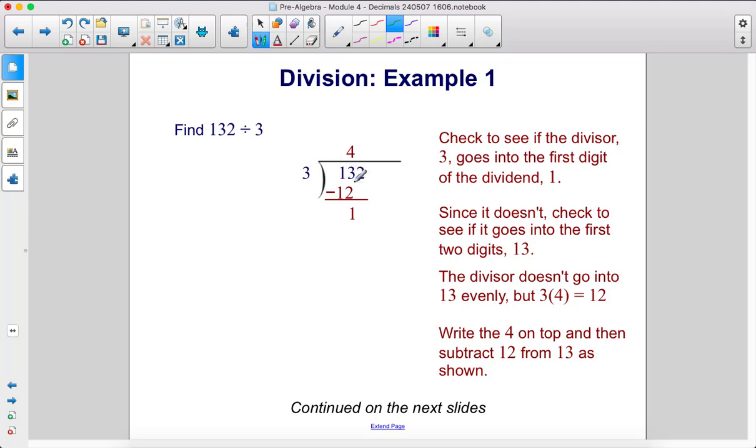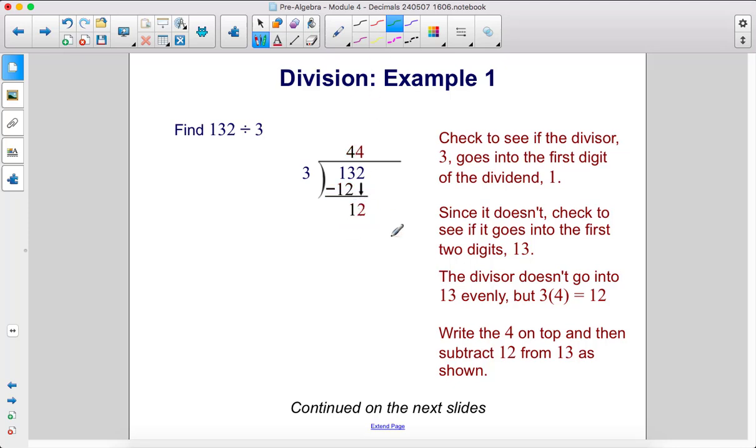Therefore, we add a second digit. How many times does 3 go into 13? Well, 3 times 4 is 12. So 3 goes into 13 4 times. Then we put the 4 above the second digit. And then 3 times 4 is 12. So we put 12 down here. We subtract those numbers and we get a remainder of 1.